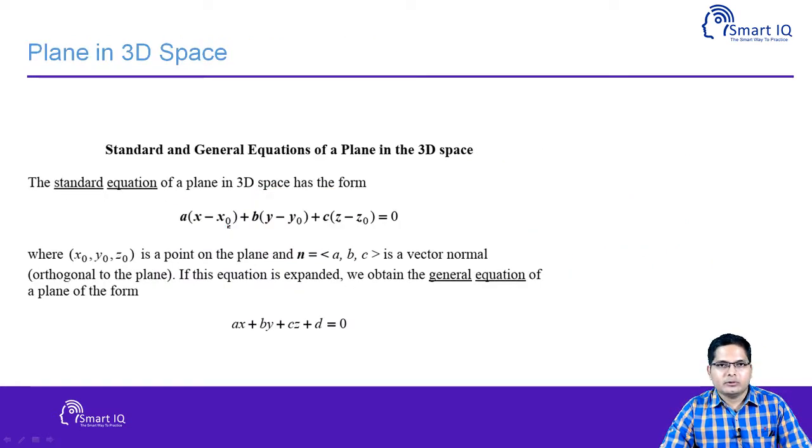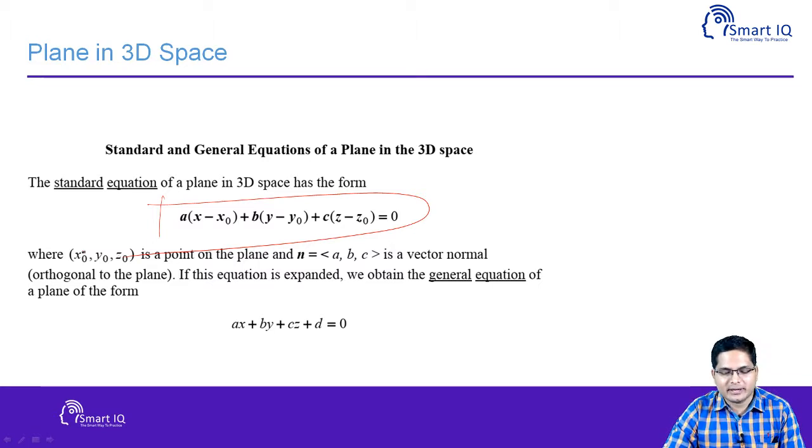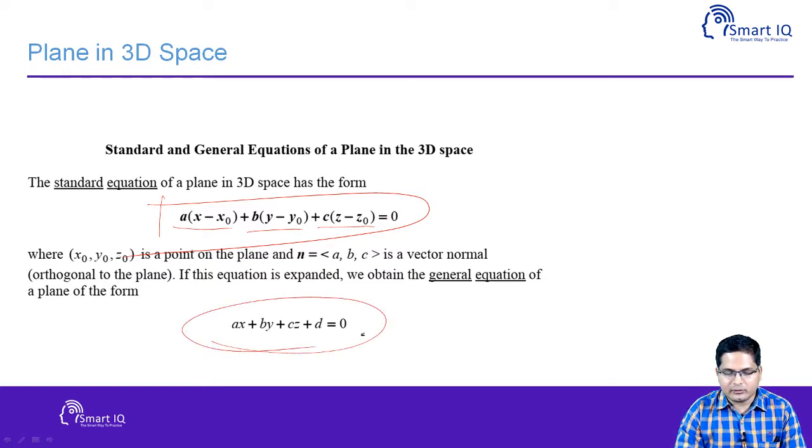After the line, we usually study the equation of a plane in 3D. The equation of a plane passing through a point x naught, y naught, z naught is of this form: a into (x minus x naught) plus b into (y minus y naught) plus c into (z minus z naught) is equal to 0. Just simplifying this, you can write the plane equation in this form. This is the most general equation of a plane in Cartesian form: ax plus by plus cz plus d is 0.